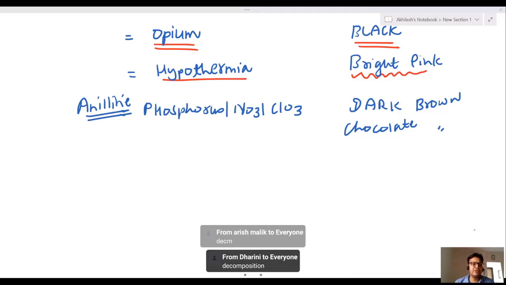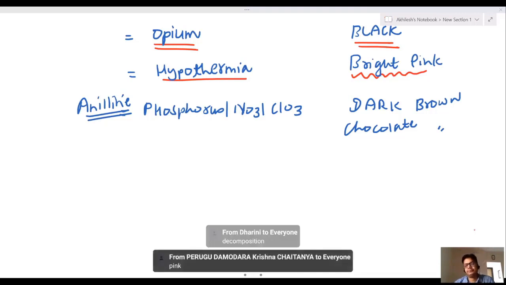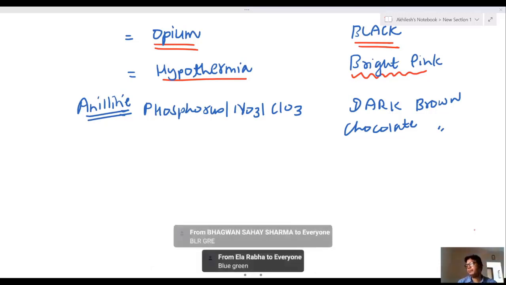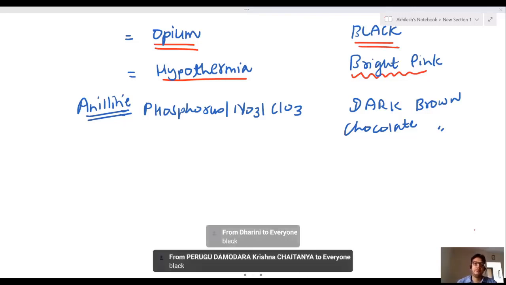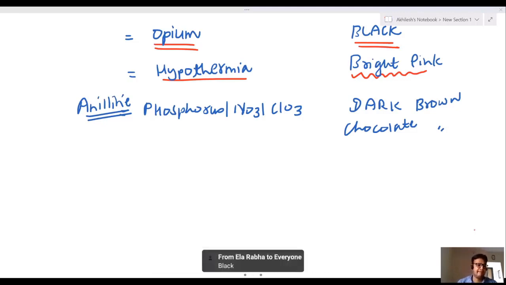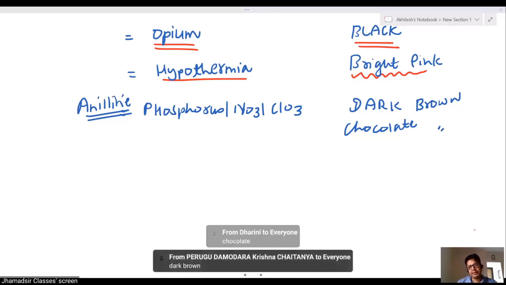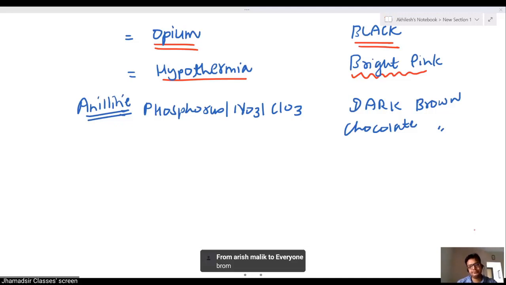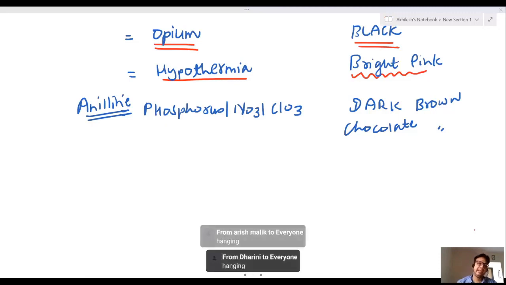Hypothermia, what is the color of postmortem staining? Bright pink. Hydrogen sulfide poisoning? Bluish green. Opium poisoning? Black. Aniline and phosphorus poisoning? Dark brown. Glove and stocking postmortem staining is seen in death due to hanging.